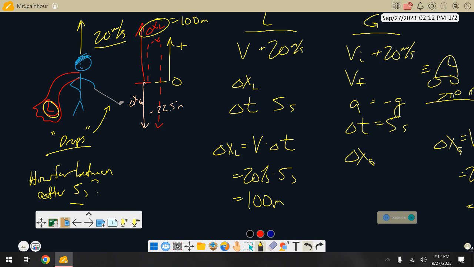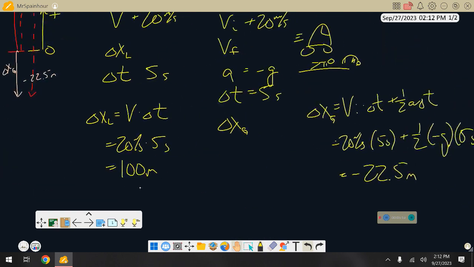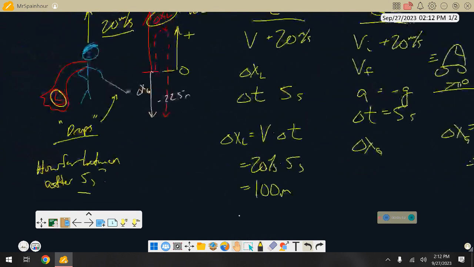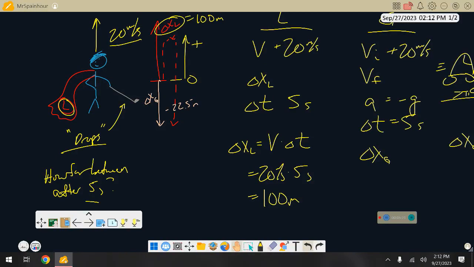I said negative 22, didn't I? Yep, negative 22.5. Okay, so again, we have to be smarter than the math here and recognize what we really want. Well, we want the distance between them, from here to here. So I'm basically just going to get 100 plus 22.5. It should be 122.5 meters. Now, what math did I use to do that? Honestly, what I did is I paid no attention to the negative.